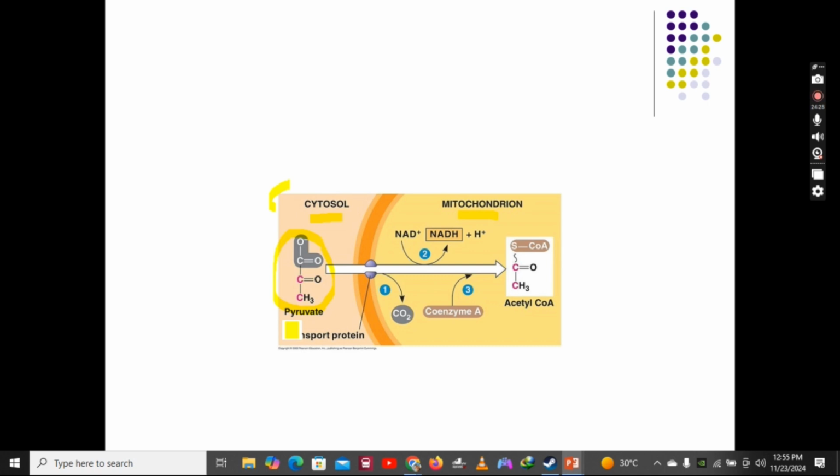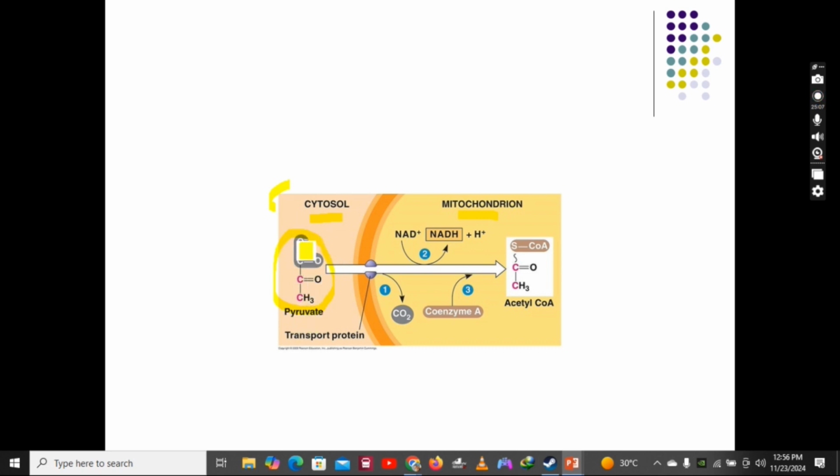Okay, let's continue. So this pyruvate is from glycolysis, and it's now the molecule that will be broken down. The pyruvate has 3 carbon atoms, 1, 2, 3. So the carboxylic group, this one, will be lost. Usually, there is an enzyme which I've not mentioned that comes in here, the pyruvate carboxylase. That enzyme is the one that removes the carboxylic group from this pyruvate.